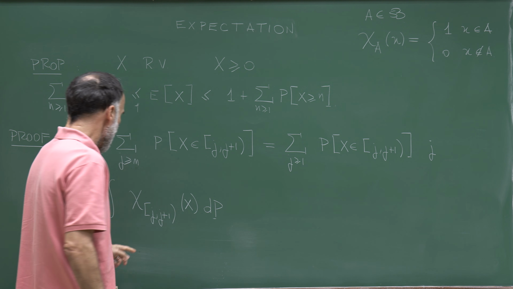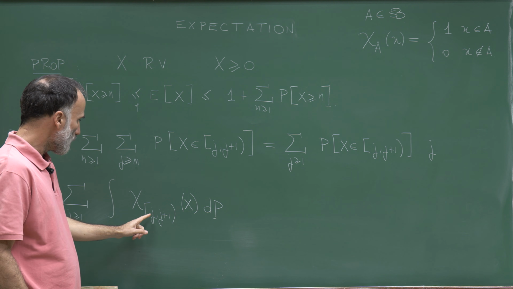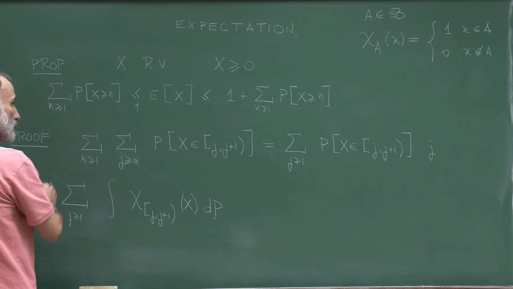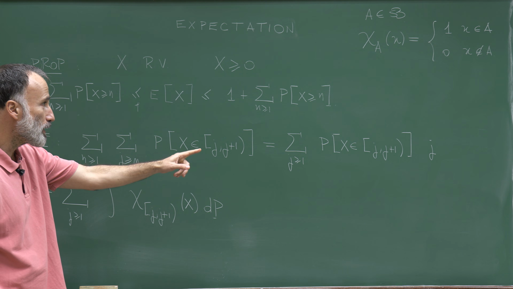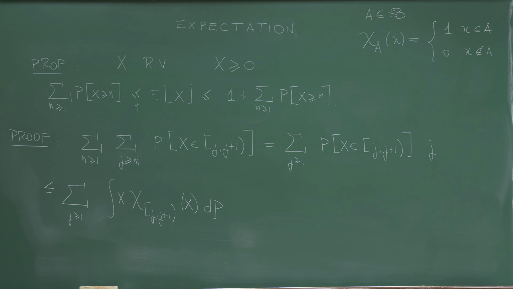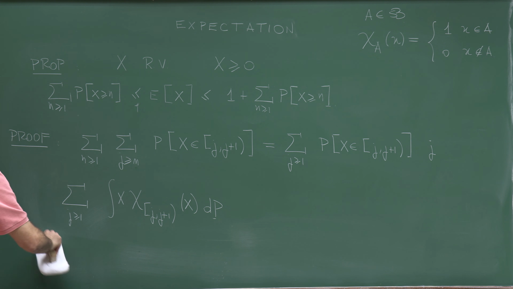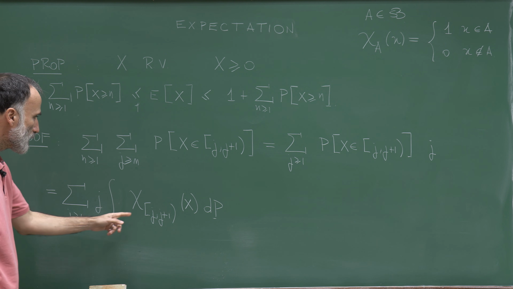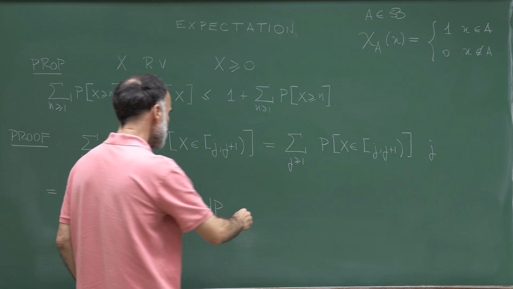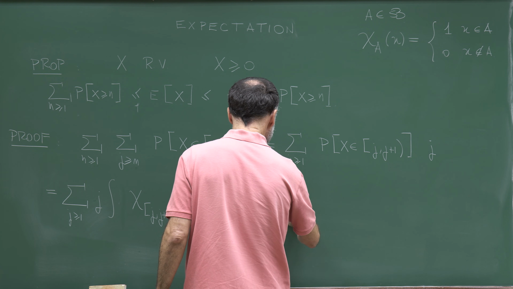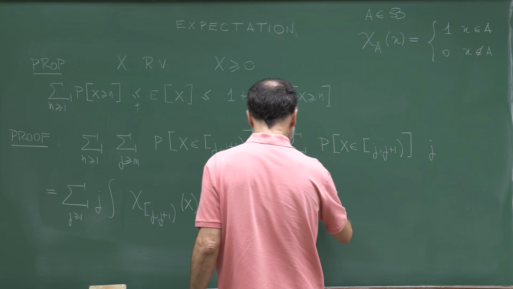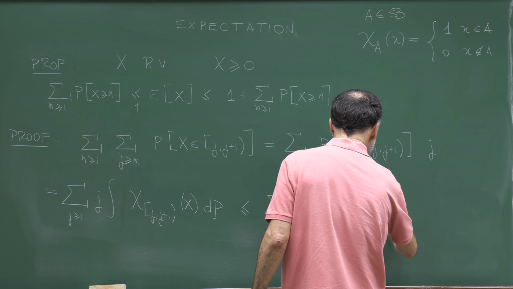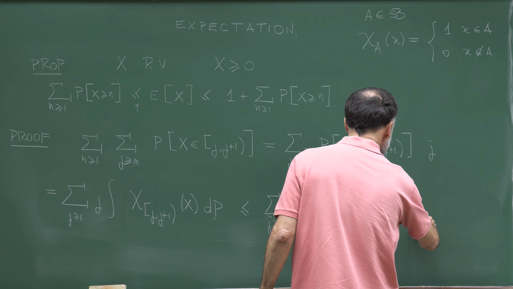And now I have j, and you see that in this interval, x is larger than j and smaller than j plus 1. So j is bounded by x. So this expression becomes an inequality if I replace j by x. Maybe let me do it in two steps. I still have here, say, j, and what I'm bounding now is that j is less than x if x belongs to this interval, so this is less or equal than the sum for j larger than 1 of the integral of x times the indicator function of the interval j plus 1 of x, dp.